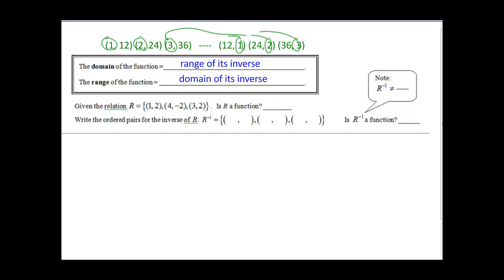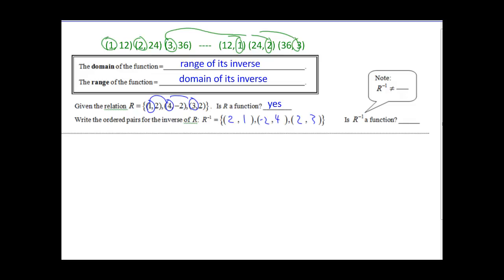Next thing, given the relation (1, 2), (4, -2), (3, -2), is it a function? If you remember, if we have points, we look at the x values. All of the x values, 1, 4, and 3, are different, so the answer is yes, it is a function. Now, we need to write the ordered pairs of the inverse, meaning r to the -1. All we have to do is flip the points. Instead of writing (1, 2), we're going to switch them to (2, 1). Instead of (4, -2), we're going to write (-2, 4), and then this will be (-2, 3).